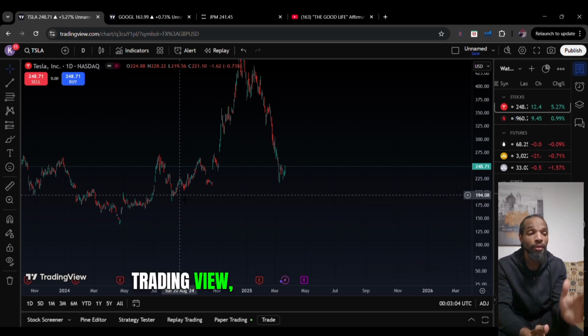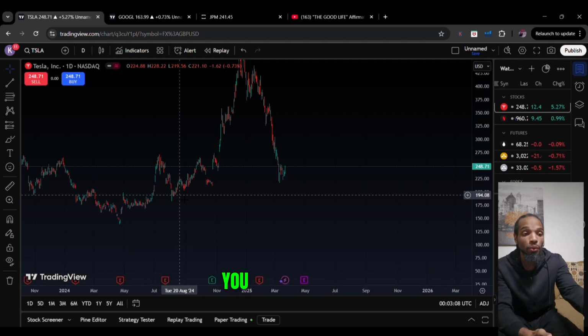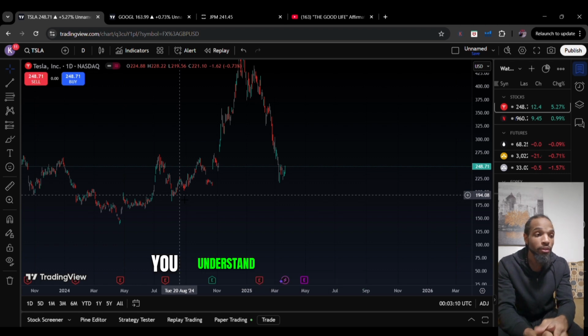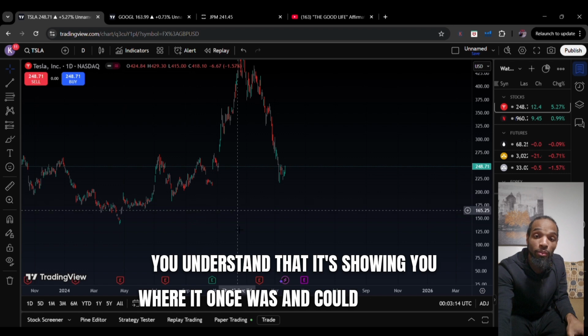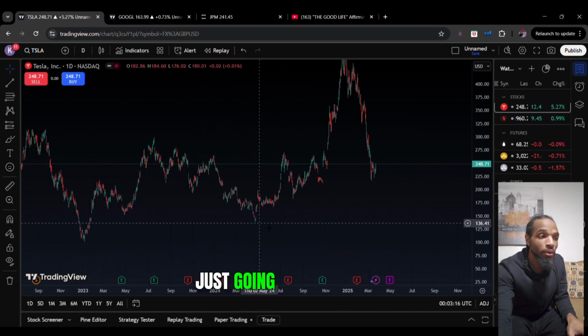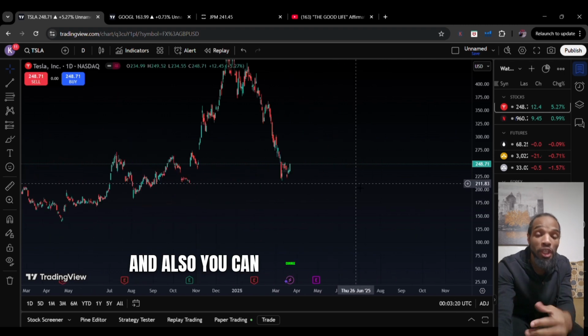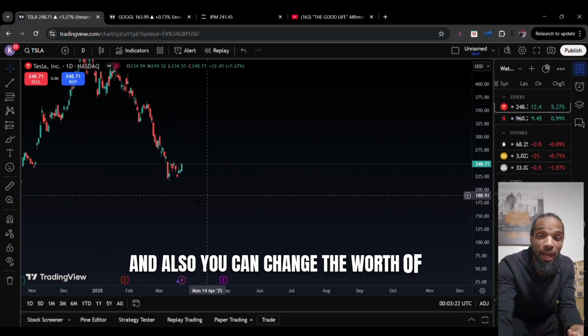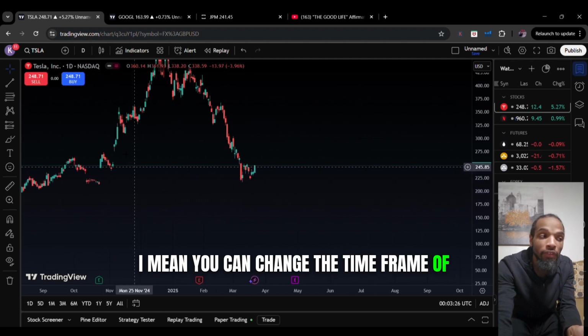TradingView. Type in what you want to see. You know the price. You understand that it's showing you where it once was and could be, and then just going back over time. And also you can change the time frame of these candles.